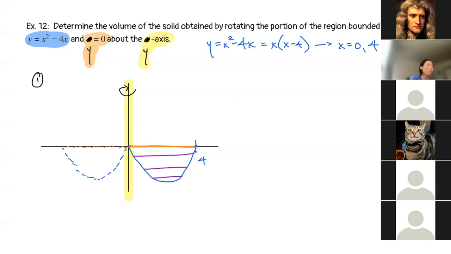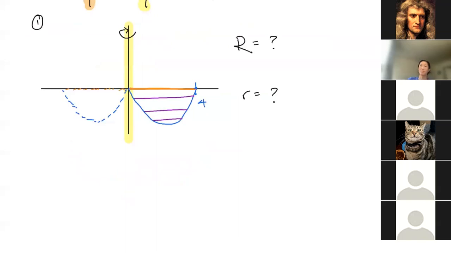What's my big R? What's my little r? Now I might say, well, this part of the curve could be my big R, and this part of the curve might be my little r. But that seems like it might get really messy because I have to take one equation and somehow split it into two equations. What are our thoughts here? Any ideas on how we might adapt what we know to find the volume of this shape?